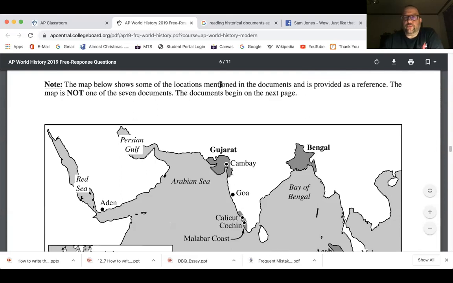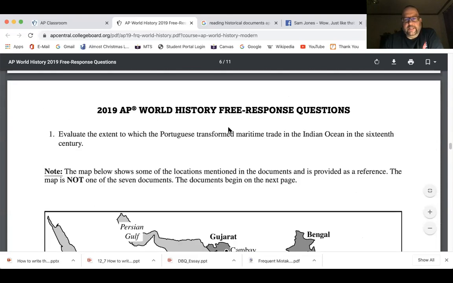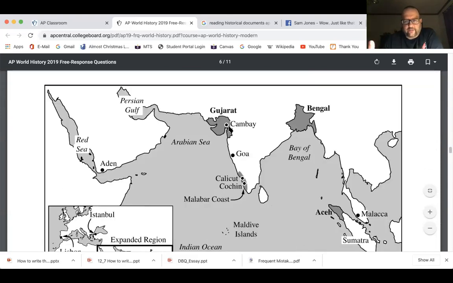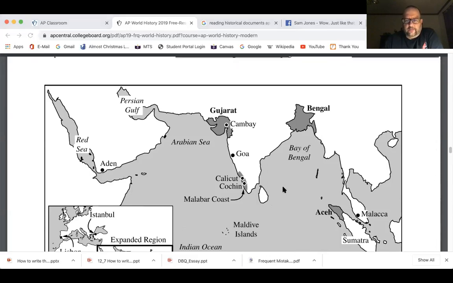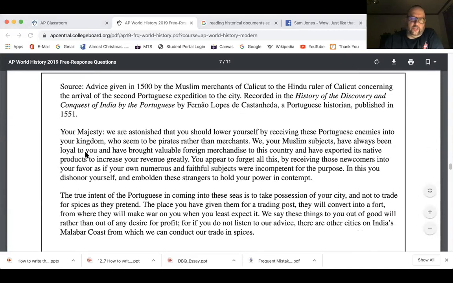Now, sometimes questions will give you a short historical background. They didn't do that here. They just gave you a map, which I think is going to be very, very helpful. But if you think about it, that is historical evidence. A map is historical evidence. So document 1, you can take a look here.